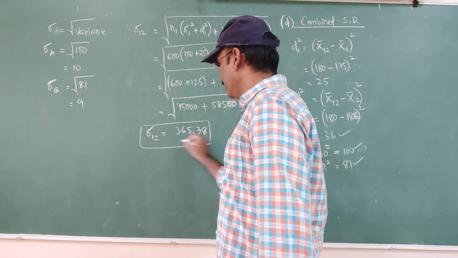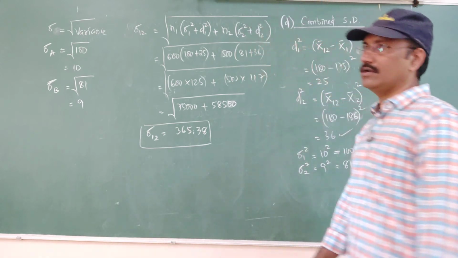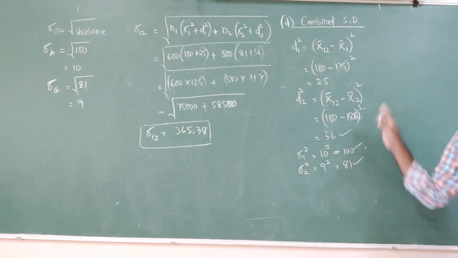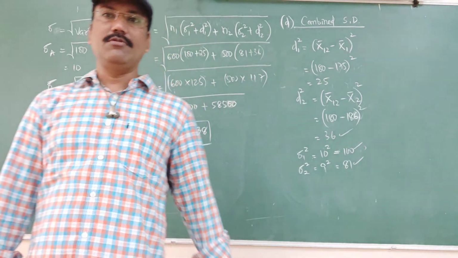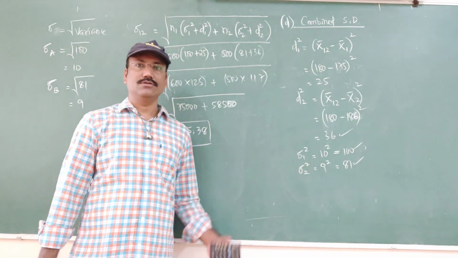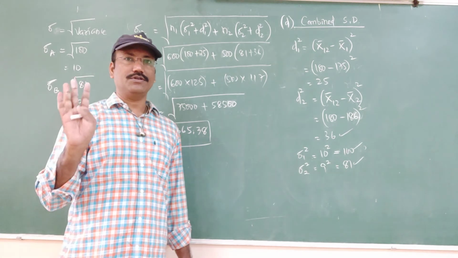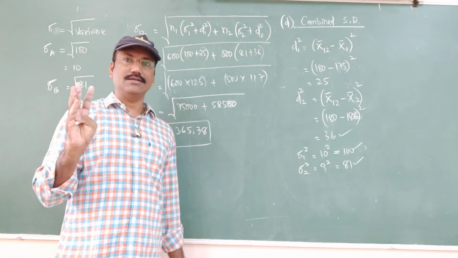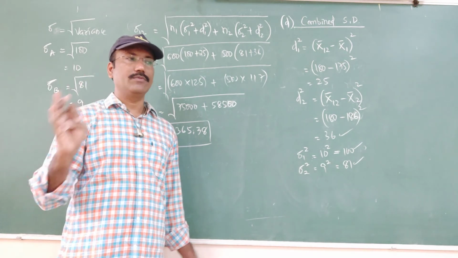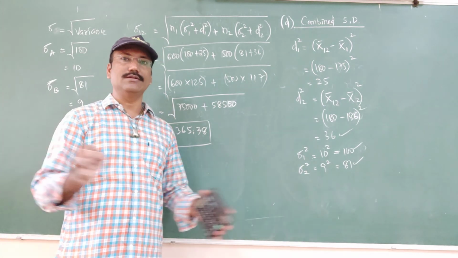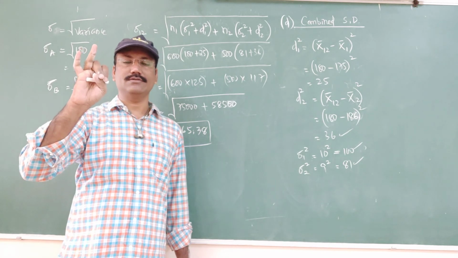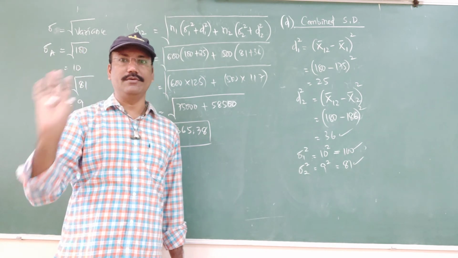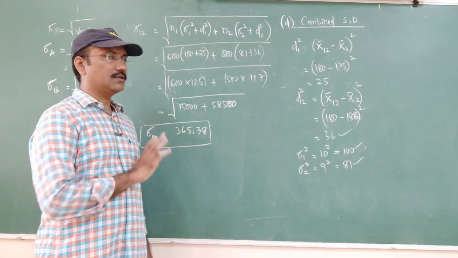So this is all about your question number 10. I hope that the entire solution is clear to each one of you. This type of question may be asked in the exam. In this question the first part was CV, that is greater variation. The second was both the villages' total wages. The third was combined averages. The fourth was combined standard deviation.